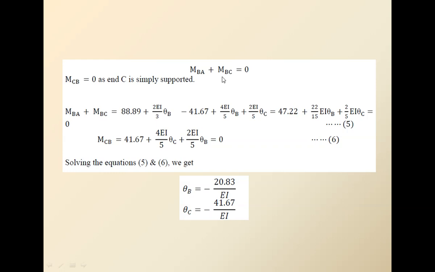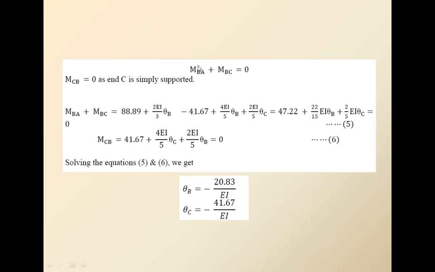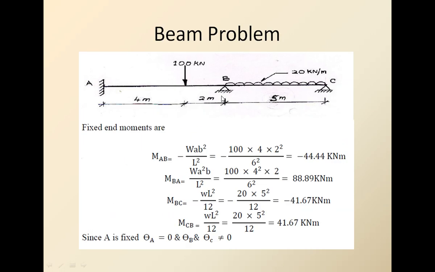Next, you have to write the slope deflection equations. After writing them, you have to write the equilibrium conditions at any joint. For example, in this problem, at joint B, the sum of moments is equal to 0. That is, MBA plus MBC is equal to 0. So these equilibrium equations we have to write for the joints corresponding to unknown displacements.